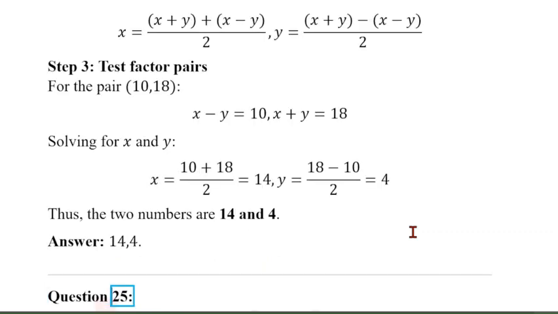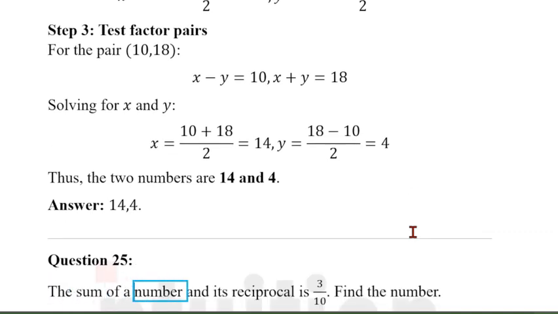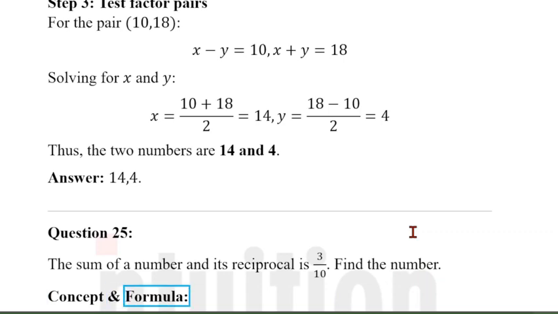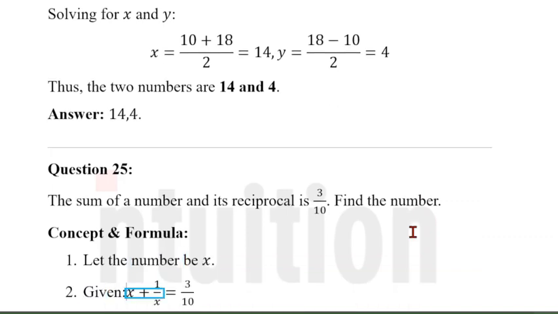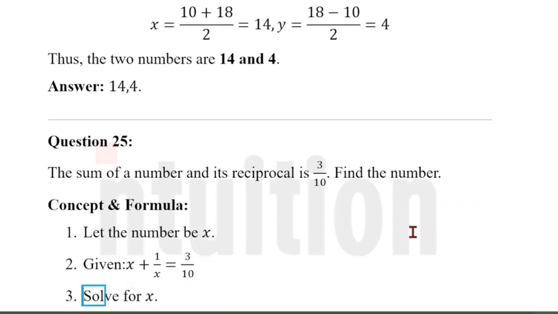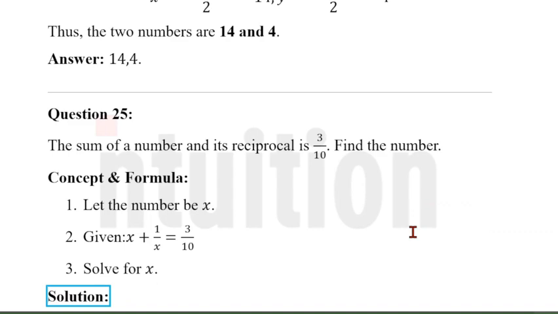Question 25. The sum of a number and its reciprocal is 3/10. Find the number. Concept and formula. 1. Let the number be x. 2. Given x plus 1 over x equals 3/10. Solve for x.